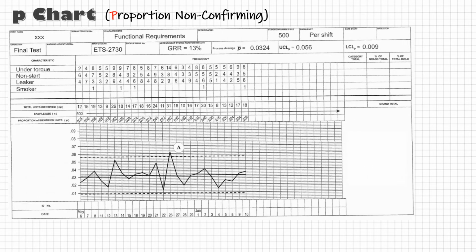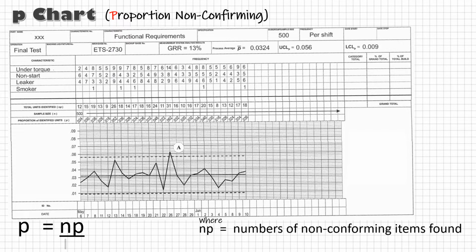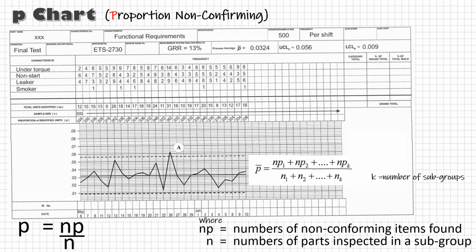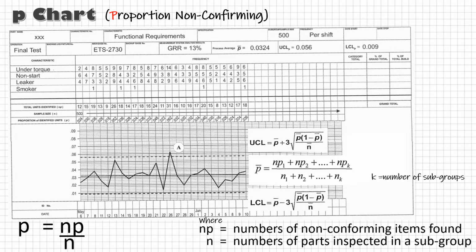While counting non-conforming parts, we can either go for a P chart if our subgroup size can change over time. Here we plot values P, that is proportion of NP, number of non-conforming items found, and N, number of parts inspected. Centerline will be P bar, which can be calculated as the total number of non-conforming parts found divided by the sum of sample sizes. Just make sure that the sample size is such that if we multiply P bar with the sample size N, it should be more than 5.